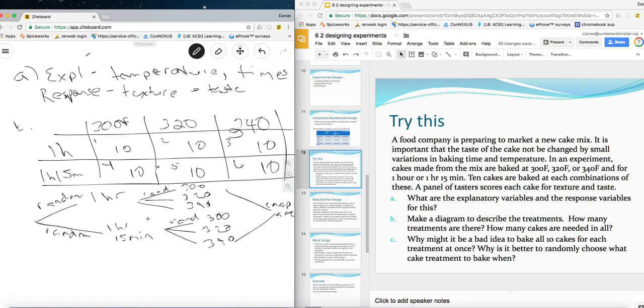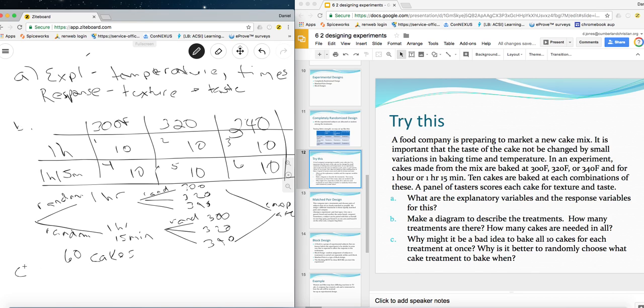So either one of these is acceptable, and please know that you don't have to put both of those on an answer. You could just pick one or the other. So that is the table kind, and this is the diagram one. And part B also asks how many cakes are needed in all. Well, up here that makes it really easy. We have 6 with 10, and 6 times 10 is 60 cakes that we would need to experiment on.